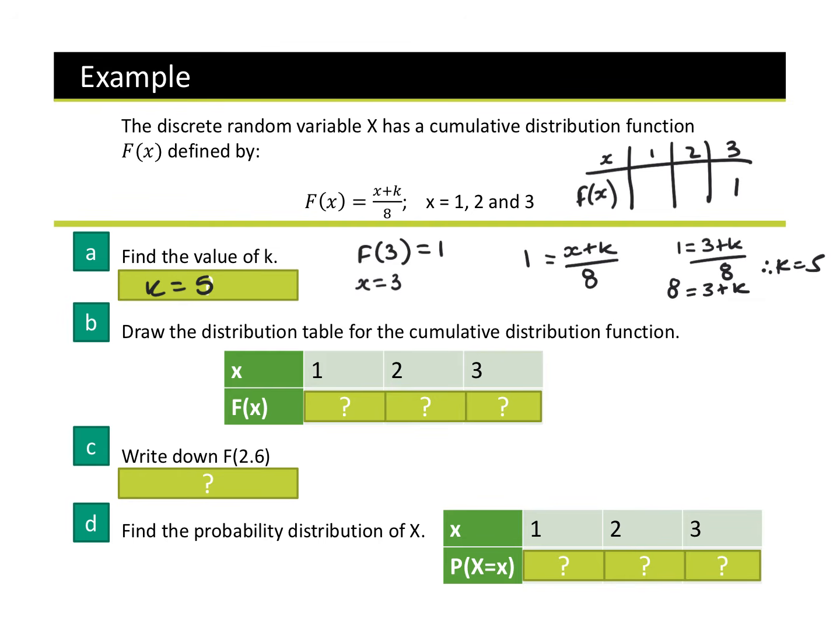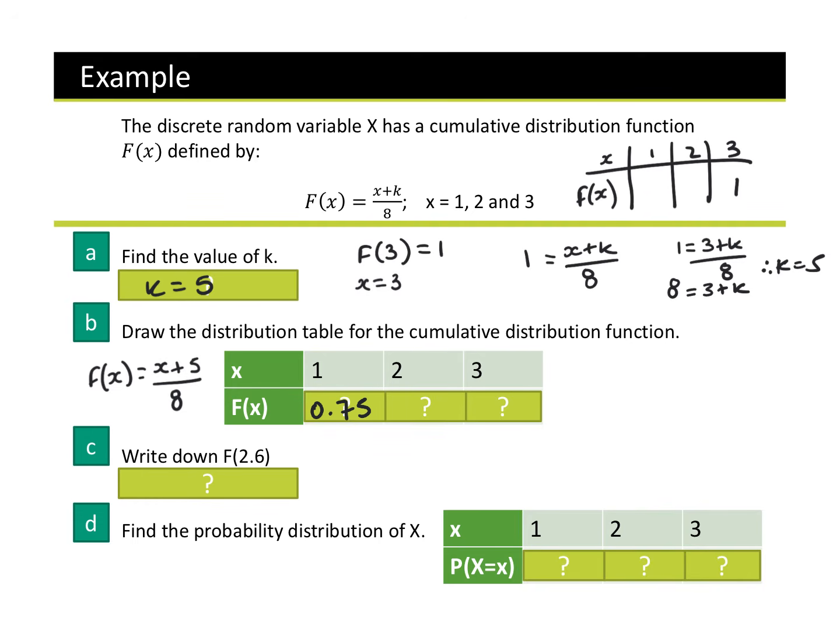Next it says, draw the distribution table for the cumulative frequency distribution. Now we already know that k equals 5. So our formula is f of x equals (x plus 5) divided by 8. So in this case, we're going to have 1 plus 5 is 6 divided by 8. What is 6 divided by 8? 3/4 actually, isn't it?